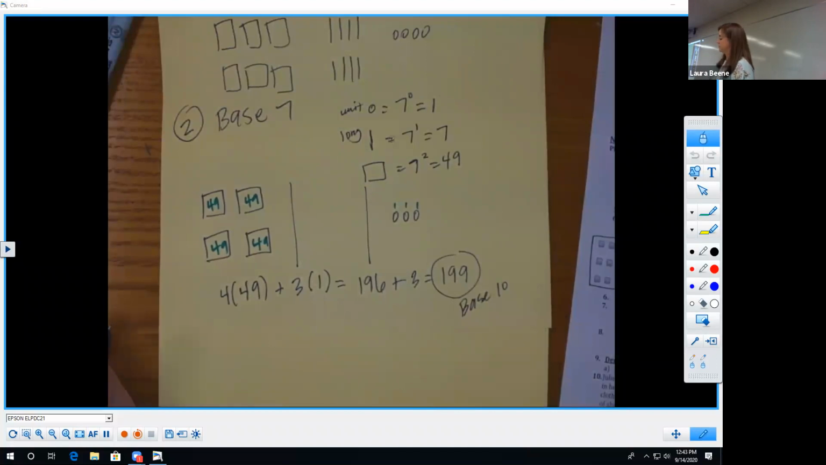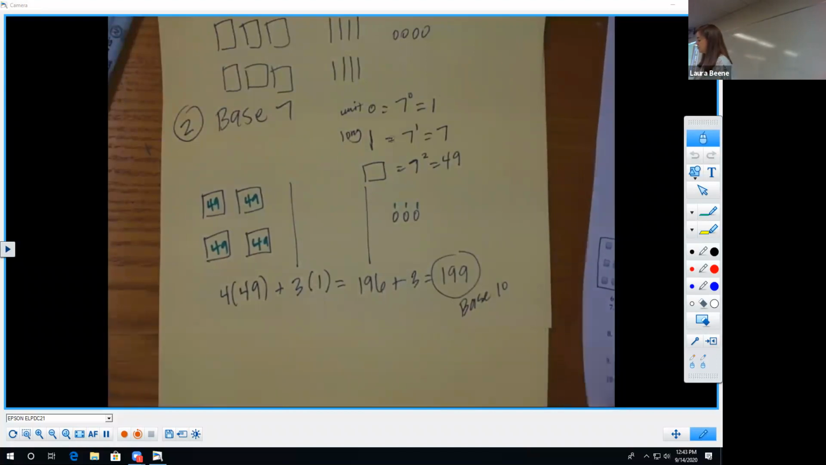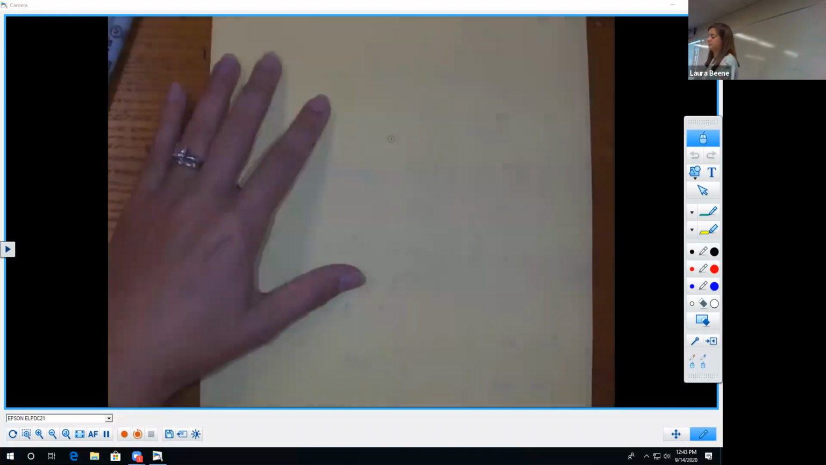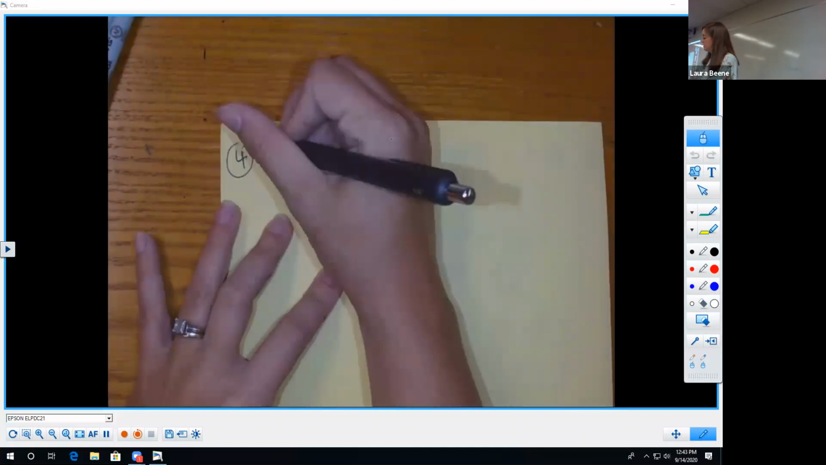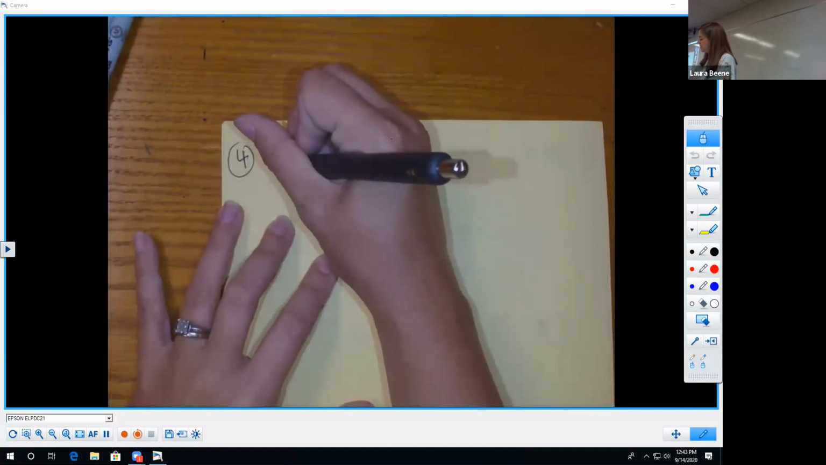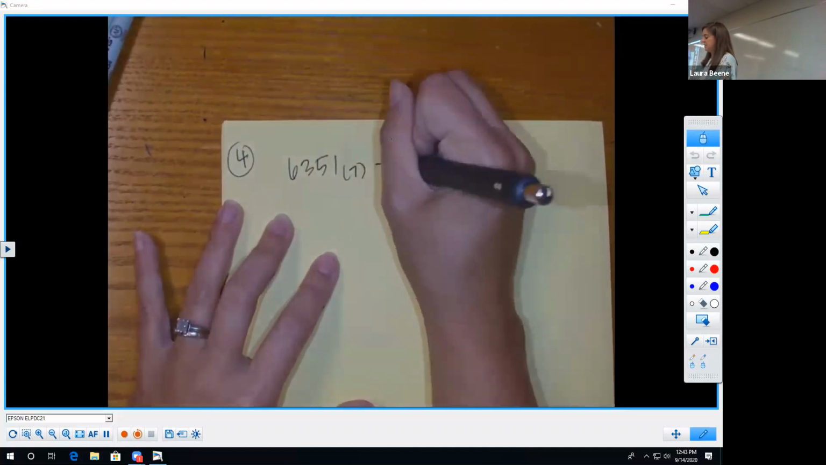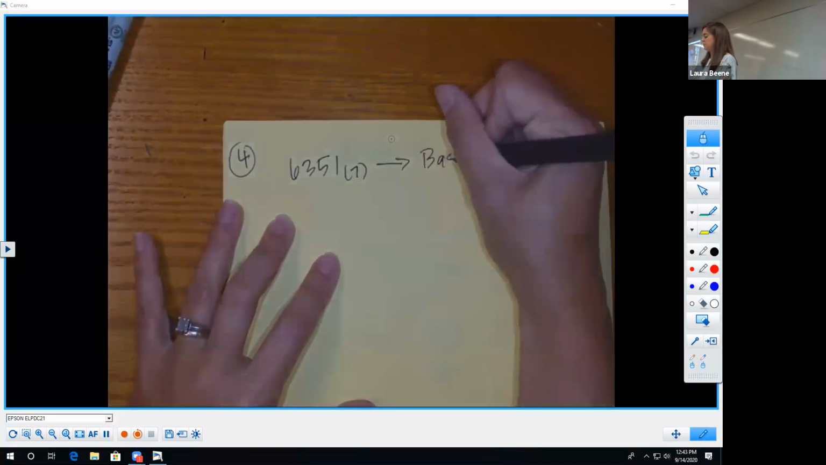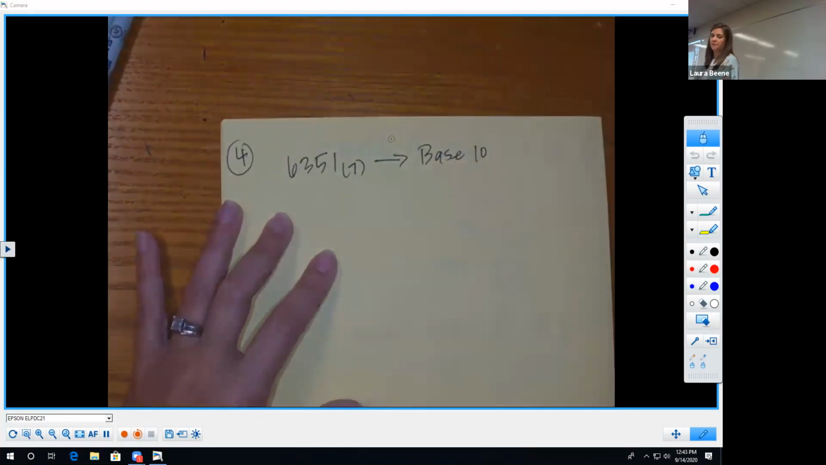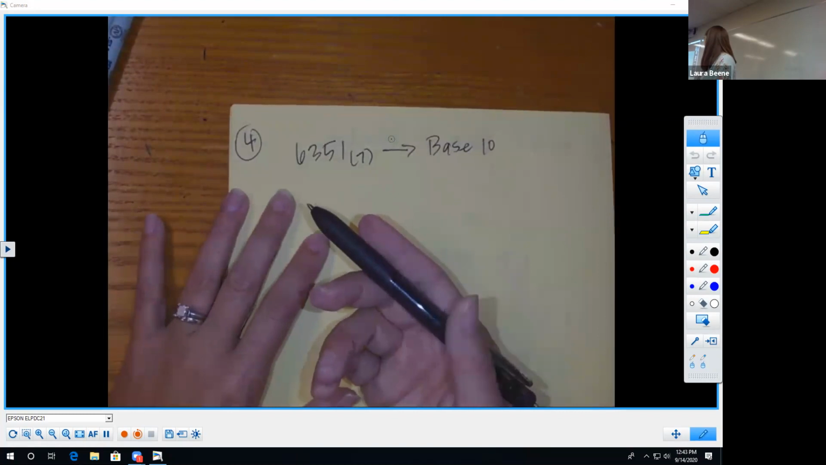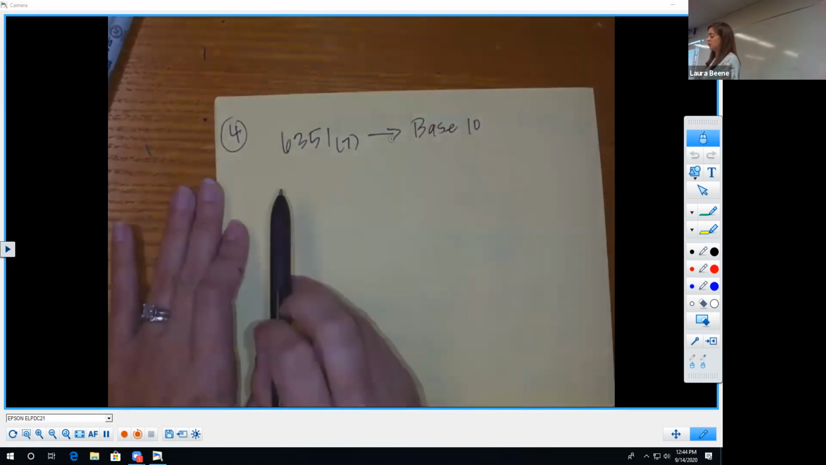Number 4, that's all I got to do. Number 4. So go from base 7 to base 10. So the number is 6351 in base 7, and I want to change that to base 10. So I basically just need to figure out how many units are here. It's essentially the same as the problem before. You could literally draw it out if you wanted to.